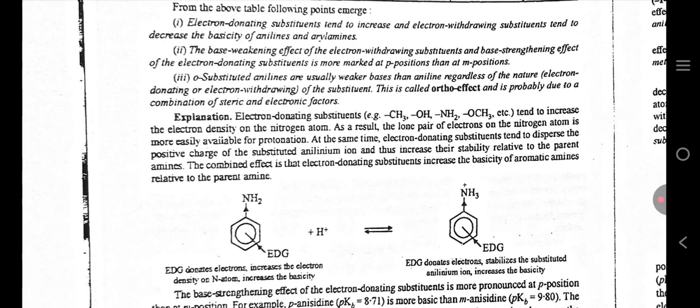Ortho-substituted anilines are usually weaker bases than aniline, regardless of the nature, electron donating or electron withdrawing, of the substituent. This is called the ortho effect and is probably due to a combination of steric and electronic factors.